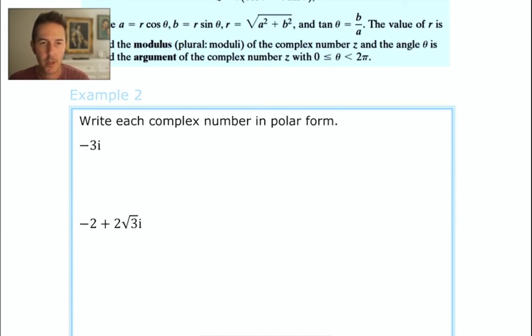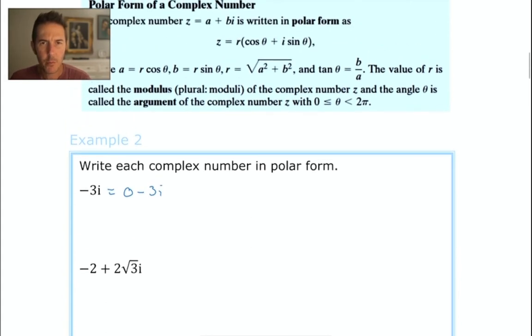So let's go through a couple examples here and see how to write each of these complex numbers in polar form. The first thing that I do in a problem like this is to rewrite this in the form of a plus bi, which would be 0 minus 3i. So now I know that my a value is 0 and my b value is negative 3. Great. How do I write this in polar form again? What's my destination? Oh yes, z equals r cosine theta plus i sine theta. So to write this number in polar form, we need the r value and we need our theta value.